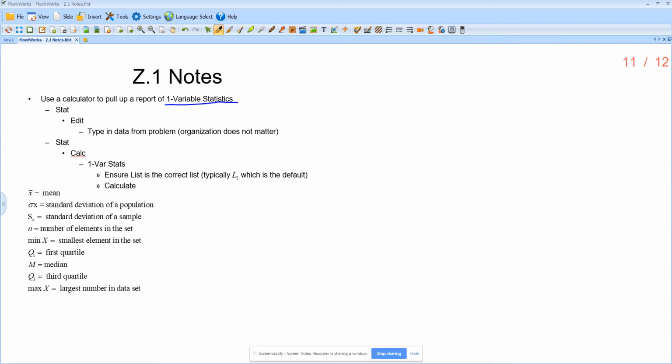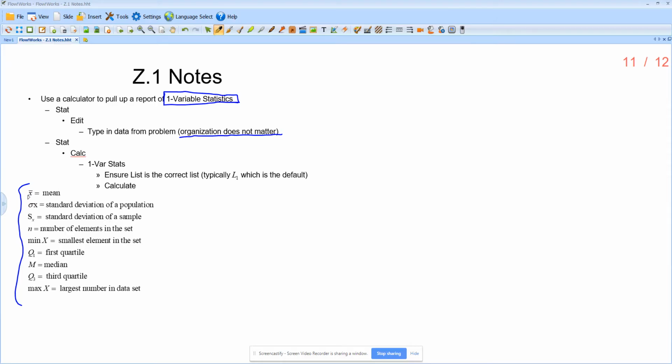The way in which we do that is all listed here. We'll go through that in class, so I'm not going to talk about it right now, but you could follow this process. I've put it on there so that you can refer back to it. And then down here, I have included some important things. When you do this one variable statistics report, you're going to get all of this data pulled up immediately. You will have to type in all of the data, but the organization that you type it in does not matter. So you don't have to organize least to greatest. All you have to do is type in all the numbers. Again, we'll go over that.